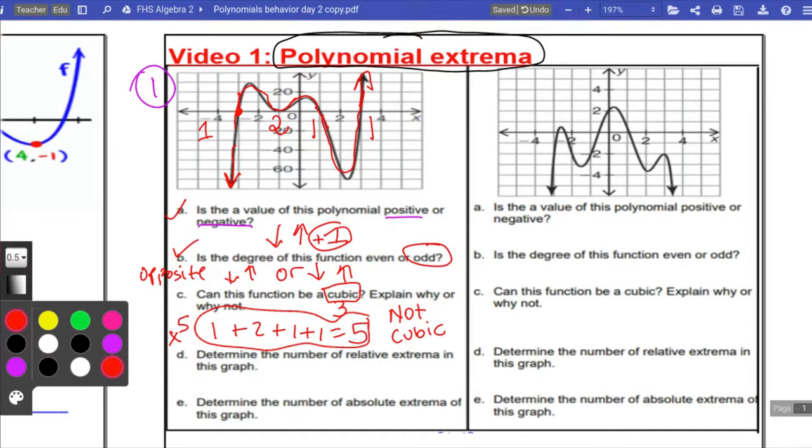D. D says determine the number of relative extrema in this graph. So you probably wonder what in the heck extrema means. It means the following. Extrema refers to all those turning points. Like this one right here would be an extrema. This right here is an extrema. All the vertices are the extrema. So we have 1, 2, 3, 4. We have 4 of them. We call them relative extrema, like your cousins, relatives. So cousin 1, cousin 2, cousin 3, cousin 4, and so on.